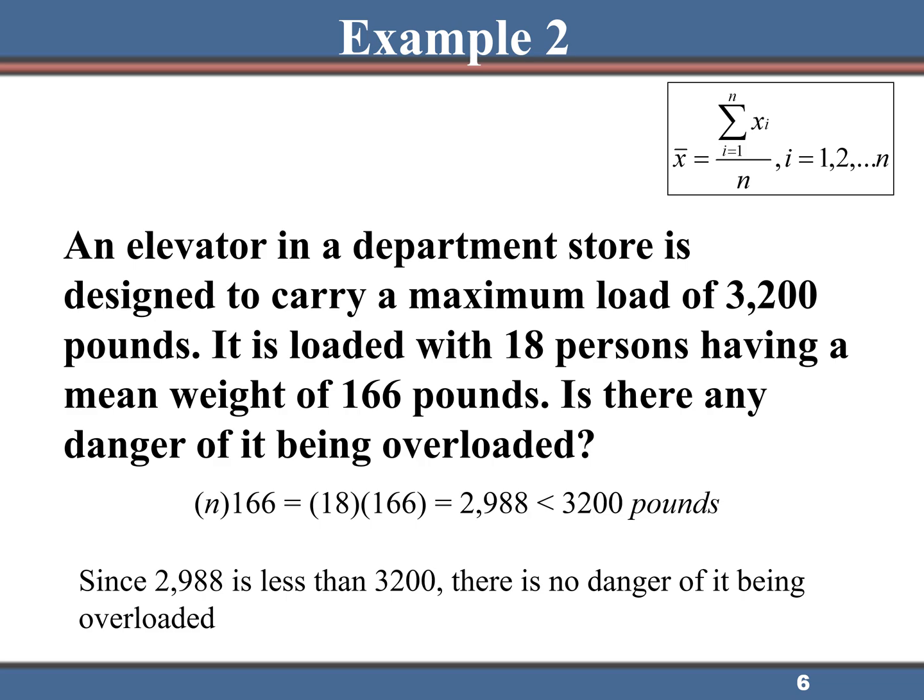In example 2, you're told that the elevator capacity is 3,200 pounds. Is it dangerous to have 18 people on board with a mean weight of 166 pounds? Well, we can get the total weight of 18 people by multiplying the mean weight, which is 166, by 18. We get 2,988 pounds. Since this is less than 3,200 pounds, there is no danger that the elevator is overloaded.